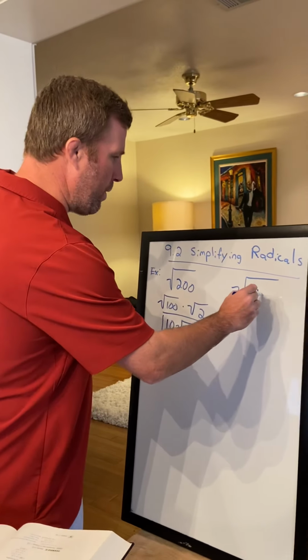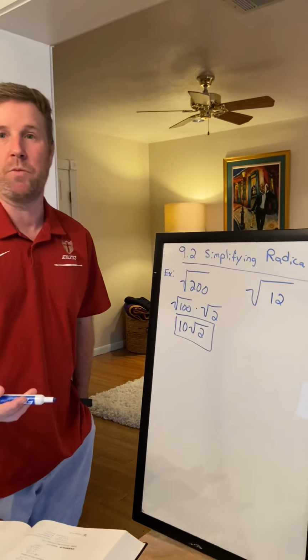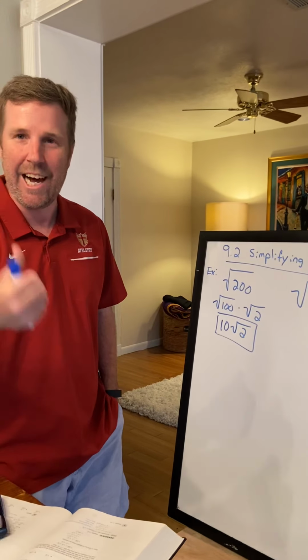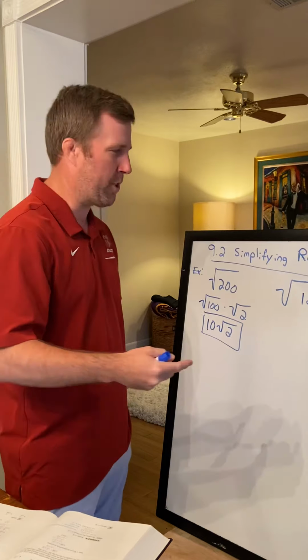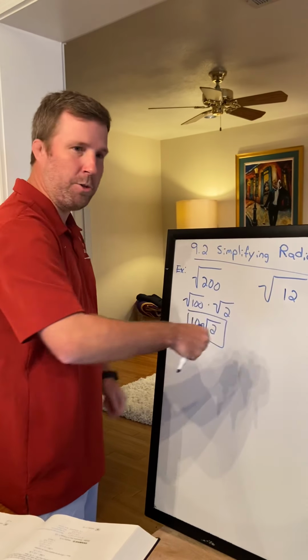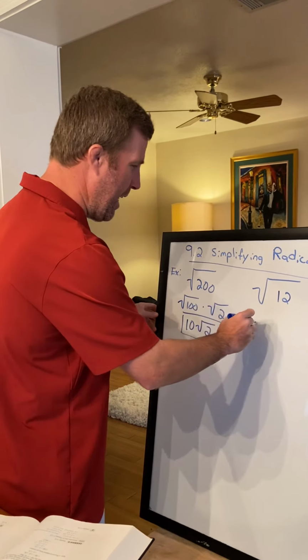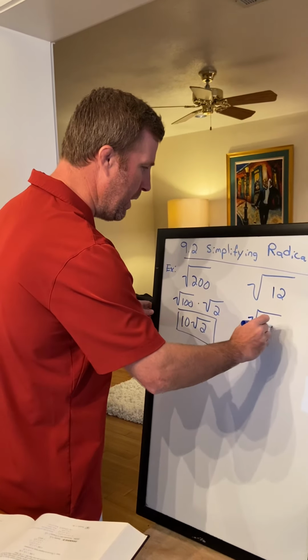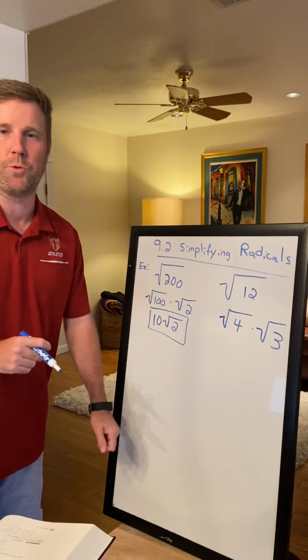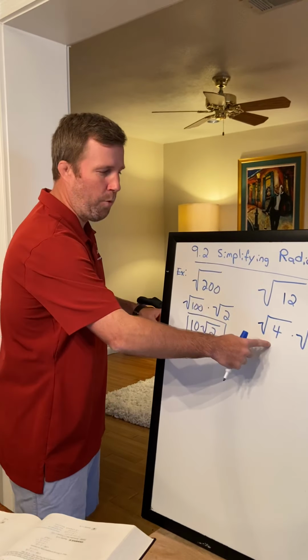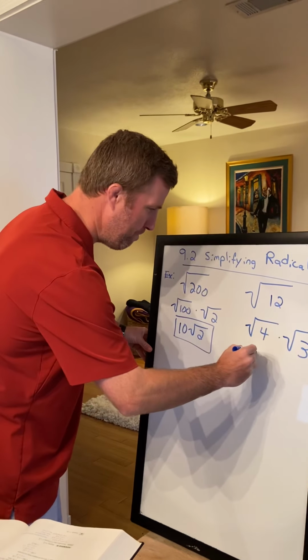Square root of 12. 12 is not a perfect square. 3 times 3 is 9. 9 is a perfect square. 4 times 4 is 16. 16 is a perfect square. But what I can do is I can use that product rule we just learned. And I can break 12 down into the square root of 4 times the square root of 3. And I know that the square root of 4 is a perfect square, which is 2.